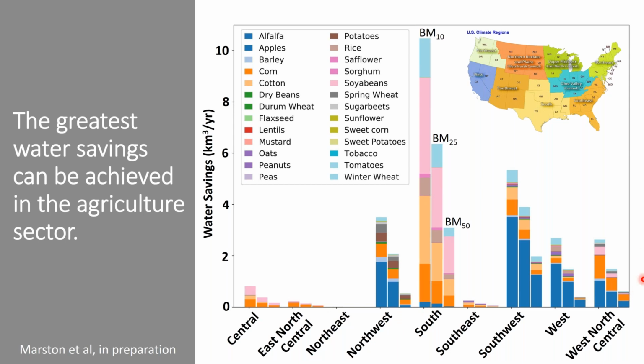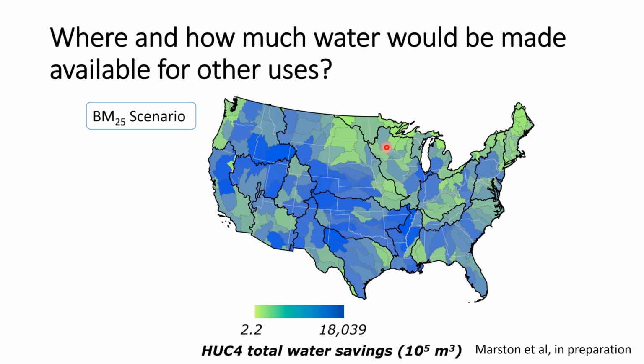The largest percentage of these crops' water savings is going to be for corn, alfalfa, and soybeans, where we see the greatest amount of savings that can occur. And that largely reflects that those are the three crops that are grown most widely across the United States and often grown in somewhat arid regions as well. And so that was looking at just crops.